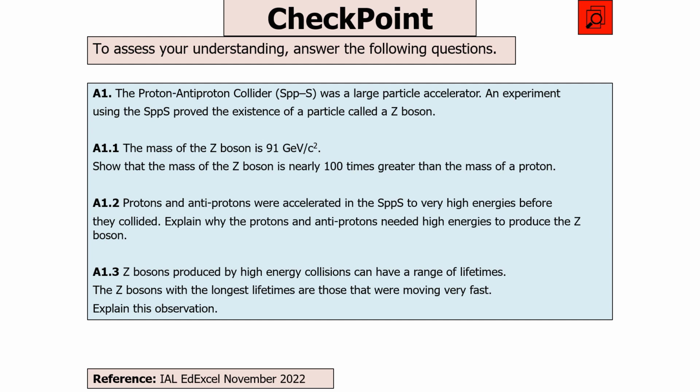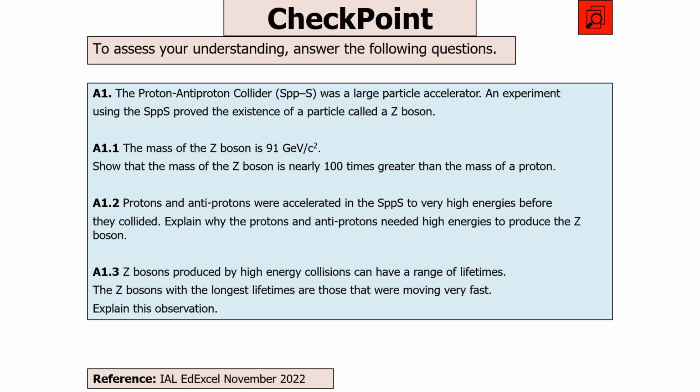The next question says, the proton-antiproton collider was a large particle accelerator. An experiment using this proved the existence of a particle called the Z boson. The mass of a Z boson is 91 GeV/c². Show that the mass of the Z boson is nearly 100 times greater than the mass of the proton. Protons and an antiproton were accelerated in the particle accelerator to very high energies before they collided. Explain why the protons and antiprotons needed high energies to produce the Z boson.